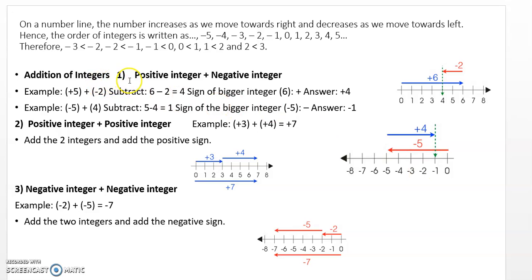Now here we have addition of integers, positive plus negative. An example is given, 5 and -2. Because these two numbers are opposite in sign, what do you have to do?